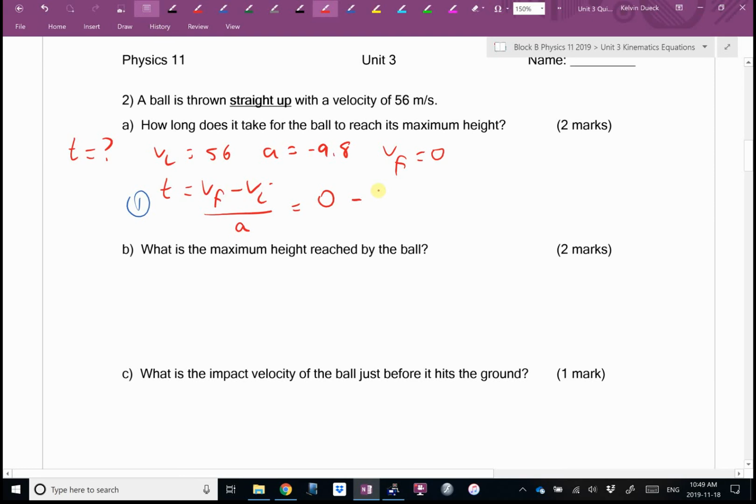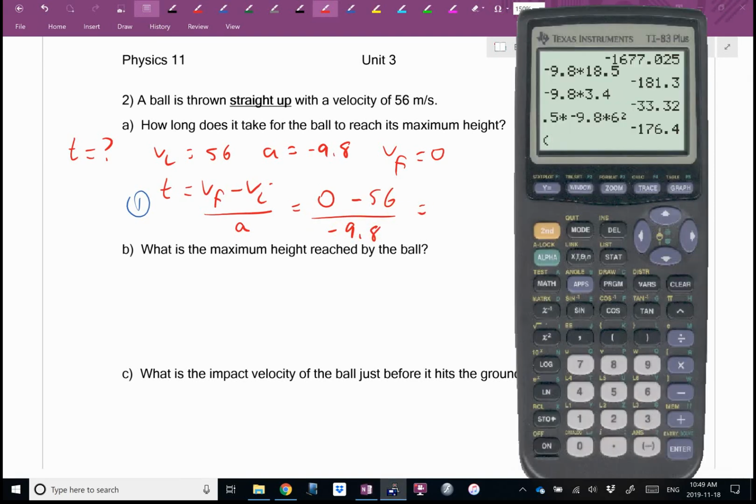0 minus 56 all over negative 9.8. I wrote that wrong. I didn't hit minus. I hit my negative button. That's what I wanted. Do you get 5.71 seconds?